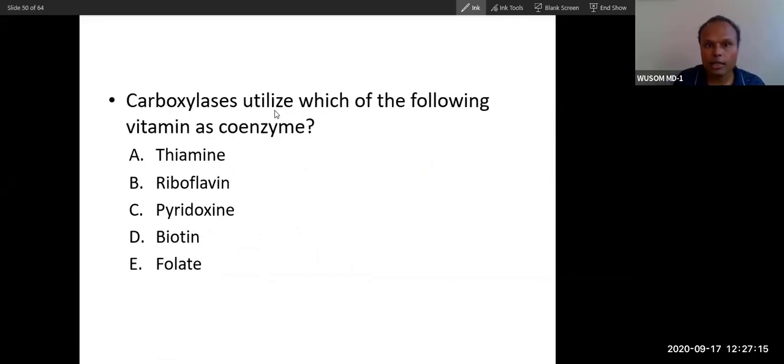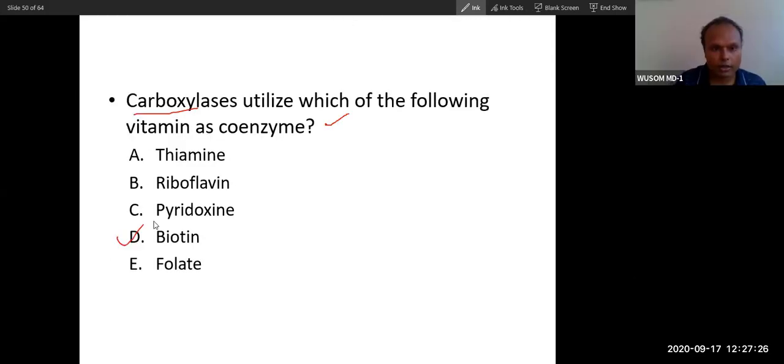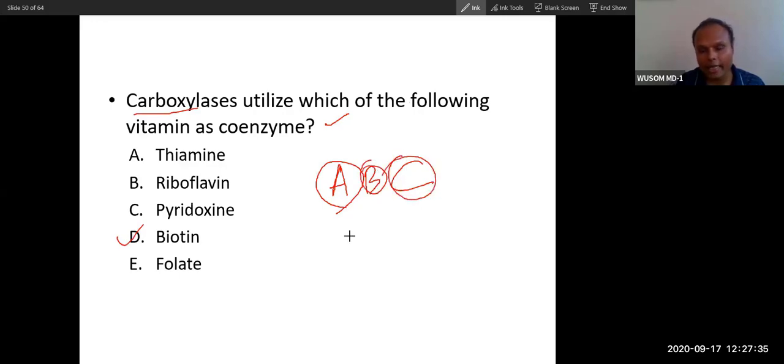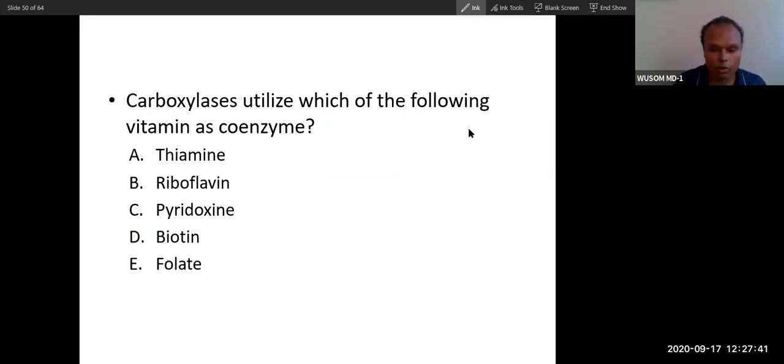So carboxylases utilize which of the following vitamins as coenzyme? Biotin. Great, biotin. A, B, and C. Carboxylase utilize ATP and biotin to add carbon dioxide, to do carboxylation. If you remember A, B, C, you will remember carboxylase.